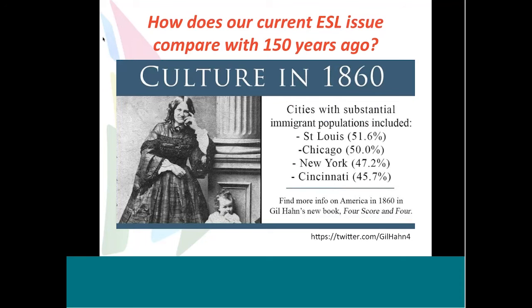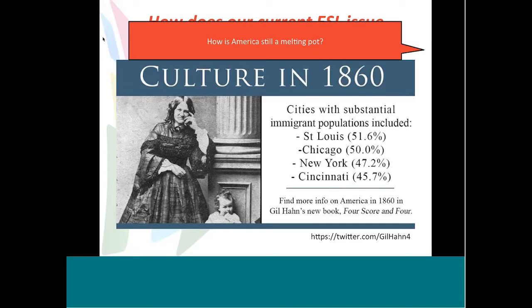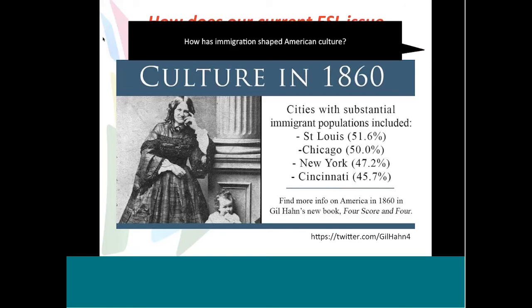Here we go. Here's another example of an essential question. How does our current EL issue compare with 100 years ago? There you go. That's an investigation waiting to happen. 1860, 150 years ago. Look at those stats. They're probably very similar to modern day. And why do we have a problem now? We had a problem back then. How is America still a melting pot? There's not one answer. Give the kids a chance to uncover and discover with these types of questions. How has immigration shaped our American culture?